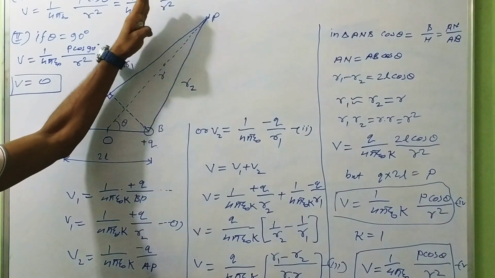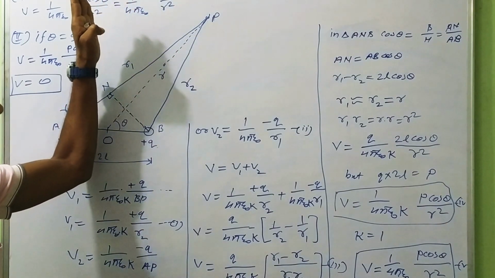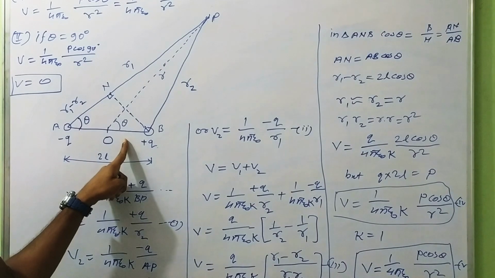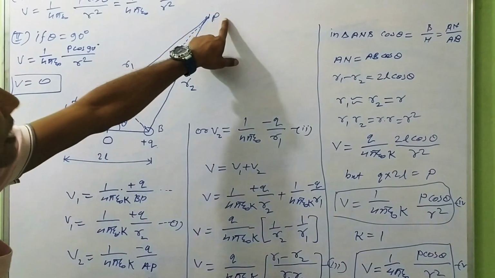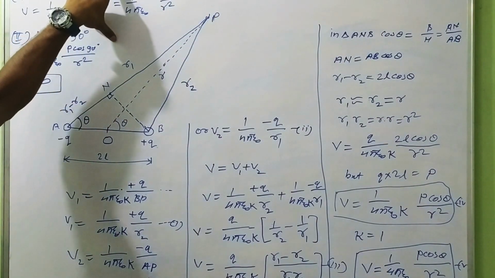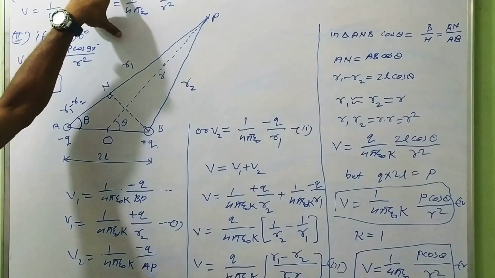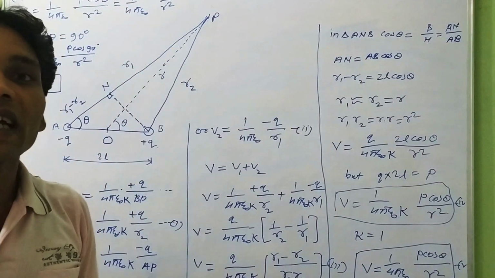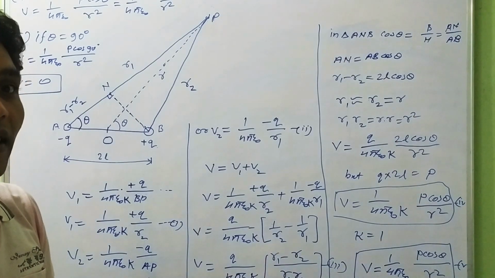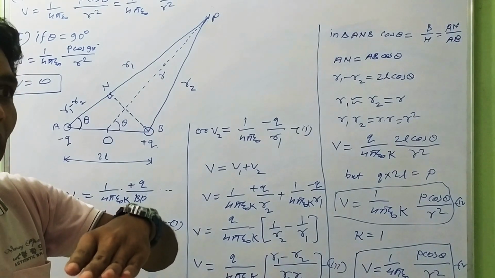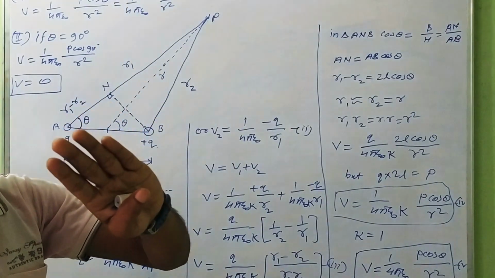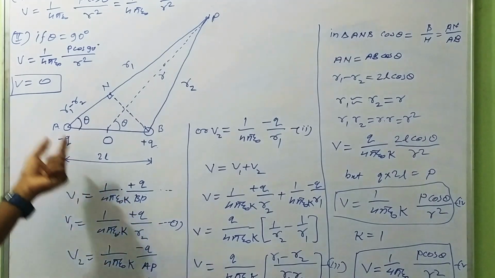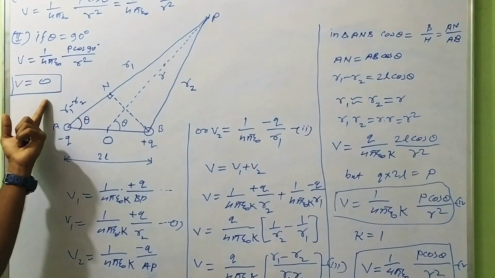So at this condition, theta will be 90 degree. At 90 degree, the point P will be at the broadside on position, or the equatorial position. We had already studied that at a point on the equatorial position, the electric potential is 0. So this also verifies that.